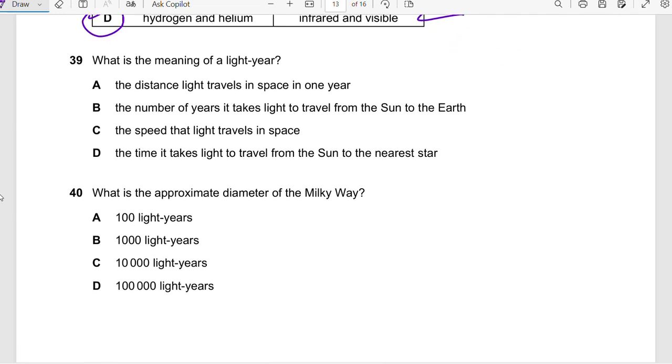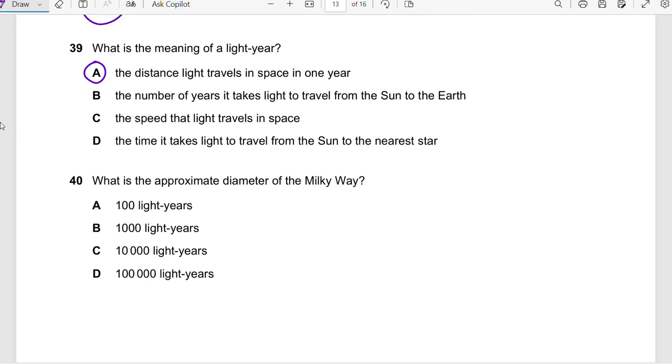Question 39. What is the meaning of a light year? I hope you know the definition of a light year, which is the distance traveled by light in 1 year, which is option A, the distance the light travels in space in 1 year. It's an easy question. We should only know the definition. Remember, a light year is a unit of distance. It's not a time, it's a distance.